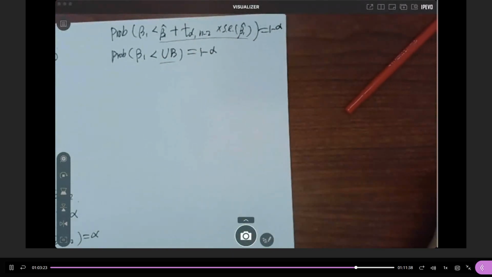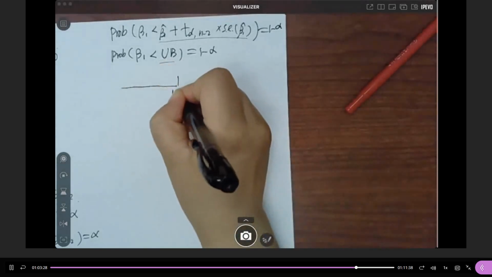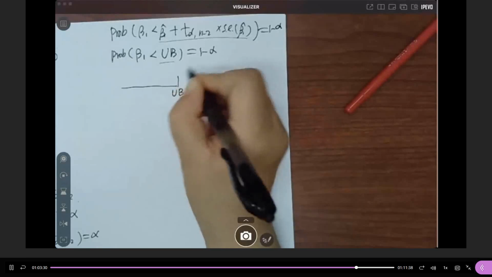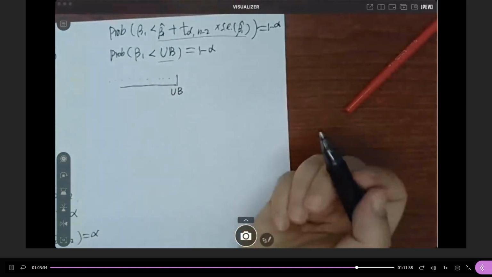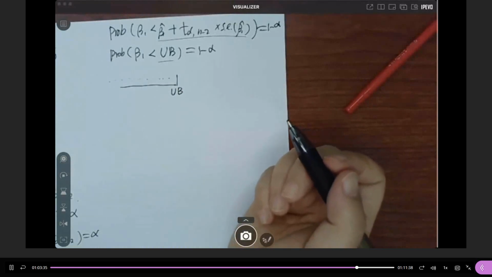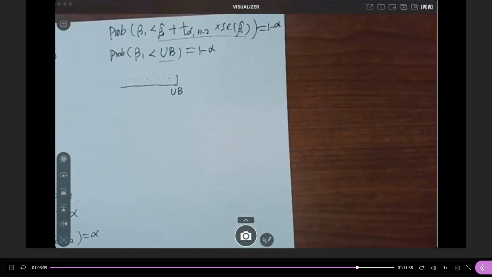So basically, I have an upper bound here. The true population beta 1 should be distributed to the left of the upper bound with 1 minus alpha confidence, or with 100 times 1 minus alpha percent probability.